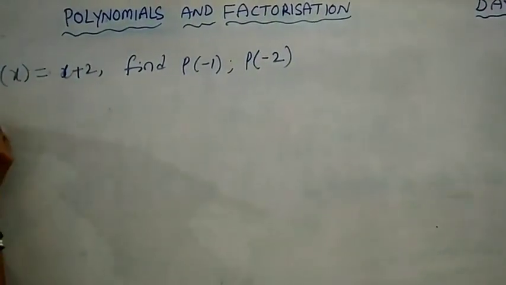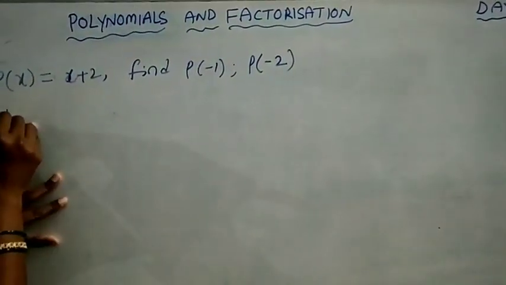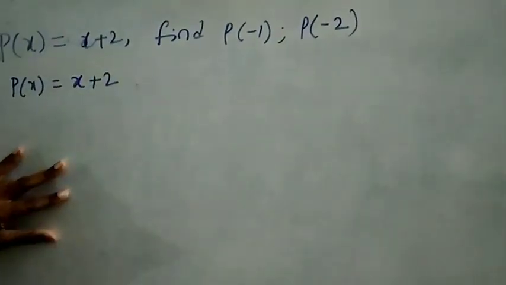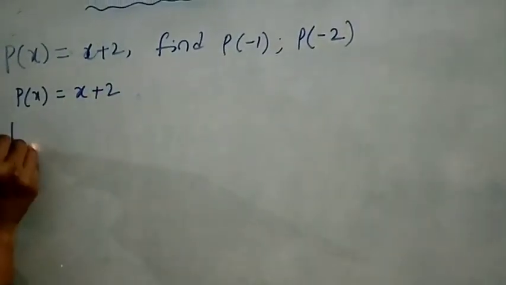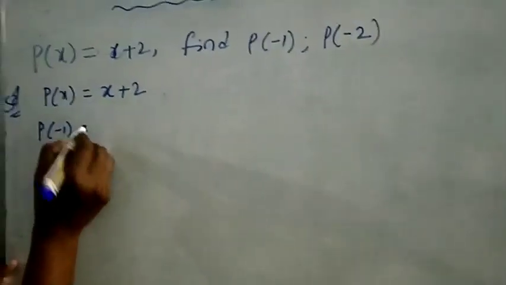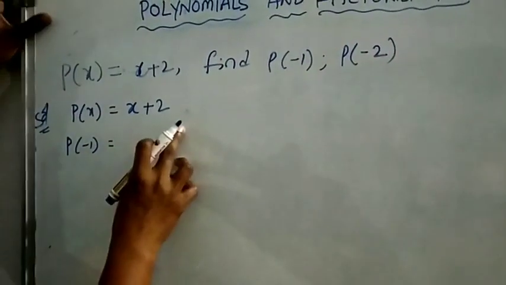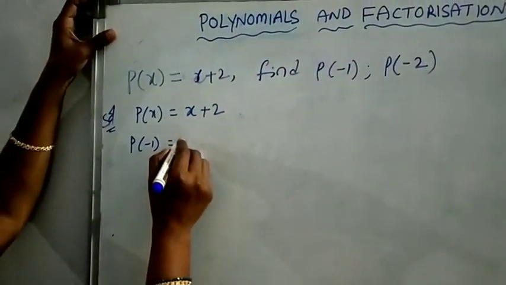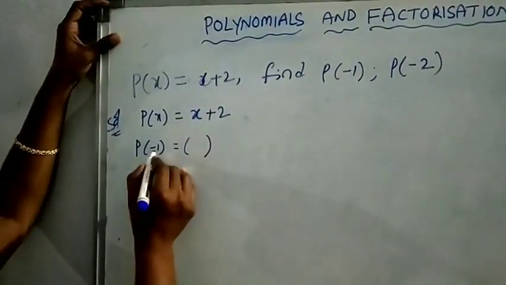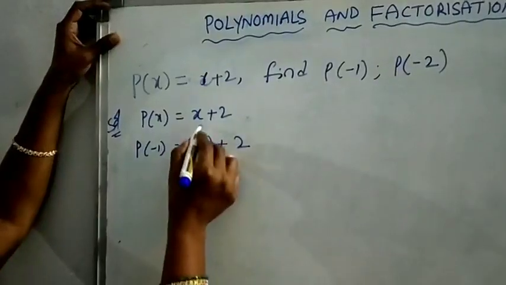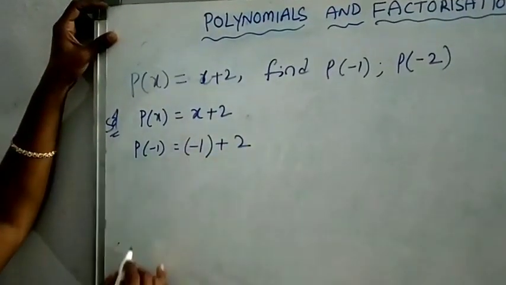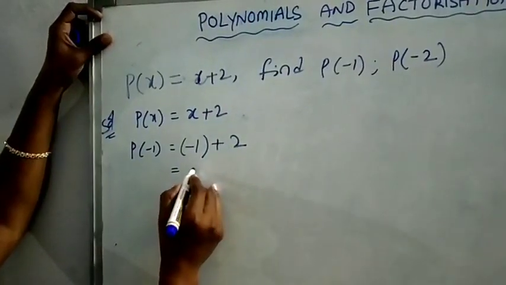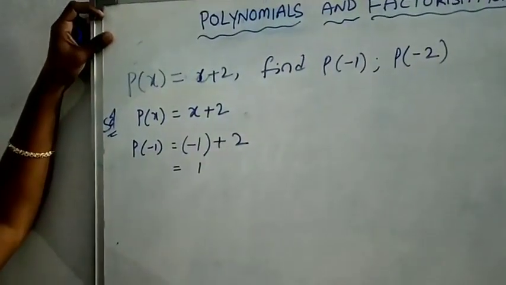What is the given polynomial here, children? In yesterday's class also we did this problem. So find P of minus 1. That means in the given polynomial, instead of the variable, we have to write the given value minus 1. X plus 2: in place of x, we write minus 1. Minus 1 plus 2. So it is 1.